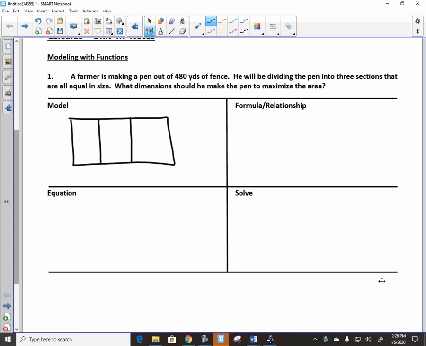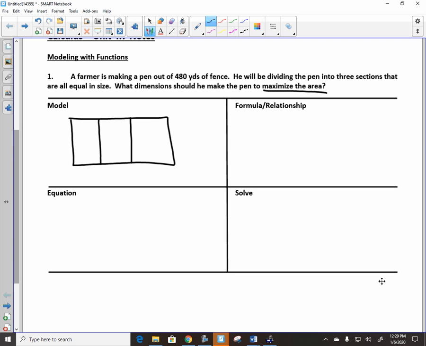What we do is we look at the phrase that's going to drive the problem, and "maximize the area" is what drives the problem. So I like to divide my work up into 4 boxes. You guys have learned that. If you want to follow through, you sure can. I like to model the problem here, and I like to write the formulas and the relationships over here.